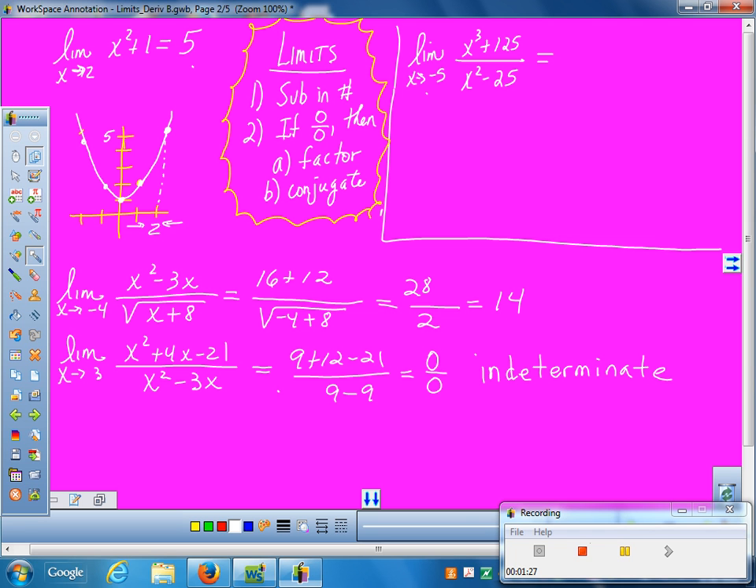What we're going to try is some algebra on it. Looking at this little fraction, what's probably the most common algebra you could do to that? You could factor it. Yeah, you're going to factor and see if you can cancel.